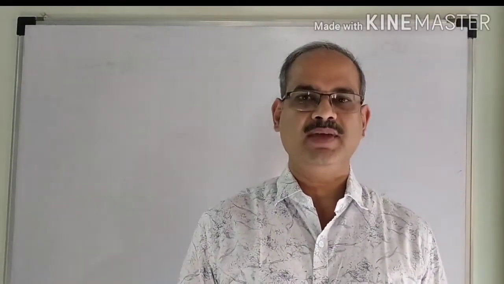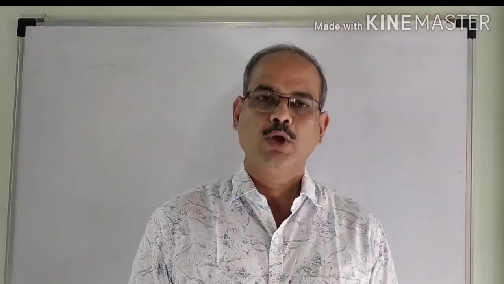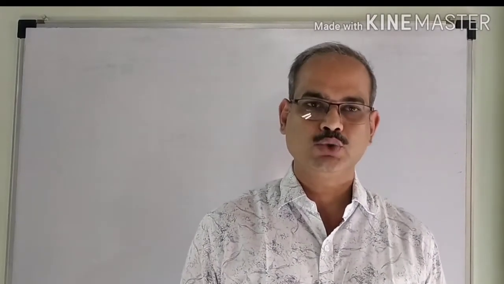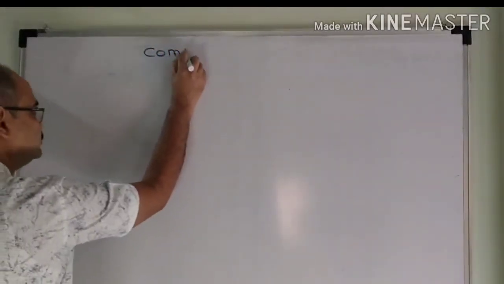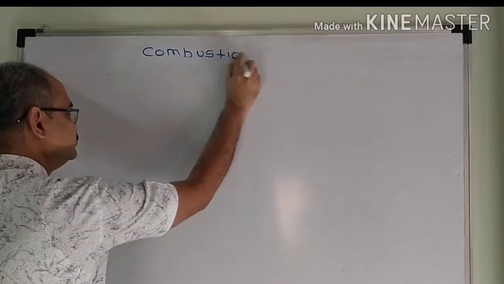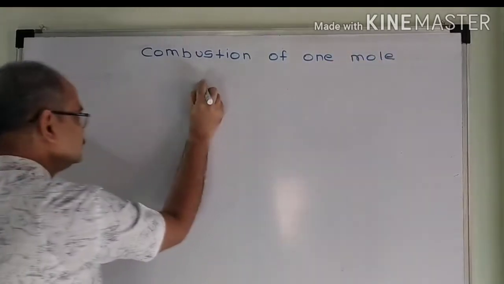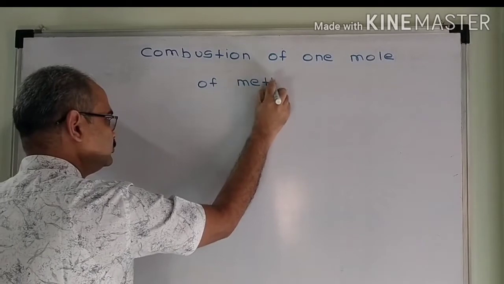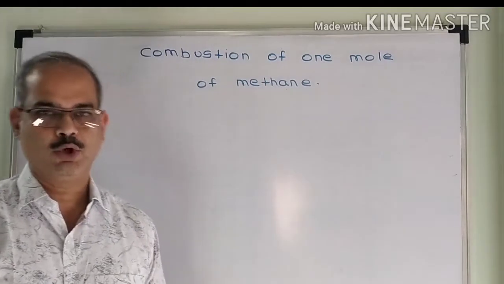Whenever we write a thermochemical equation for a given chemical reaction, we have to follow certain guidelines. What are these guidelines that we have to follow? Let us understand these guidelines with the help of a suitable example. For this purpose, let us consider combustion of 1 mole of methane. The reaction that I am considering is, and now for this reaction I want to write down the thermochemical equation.